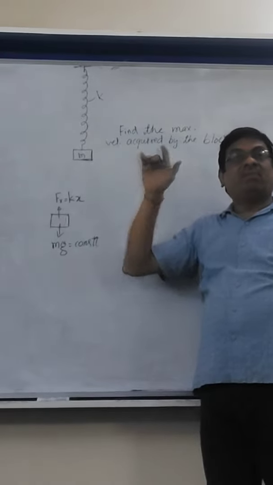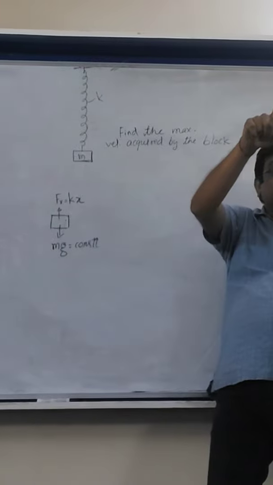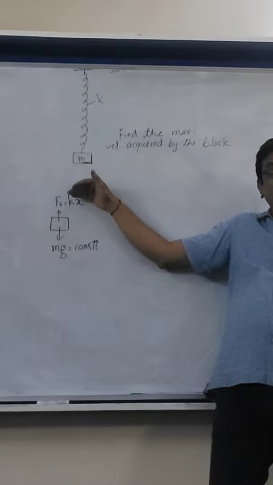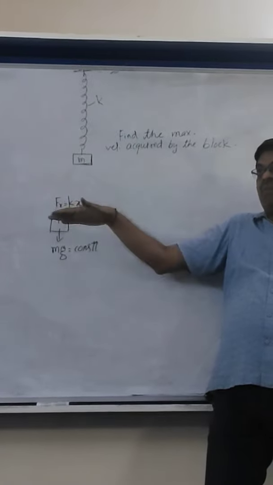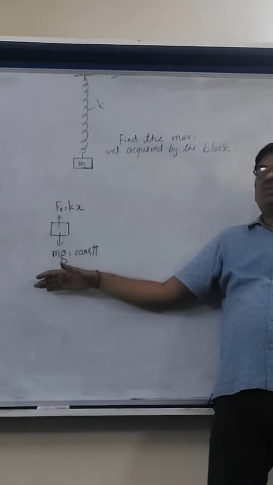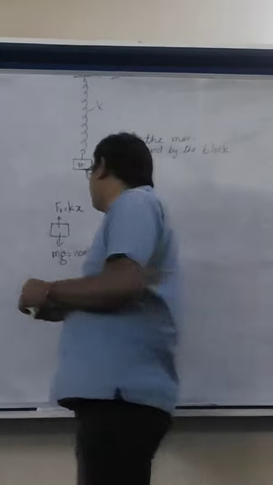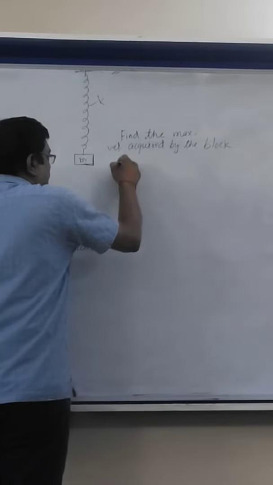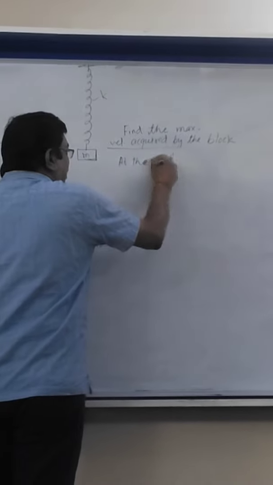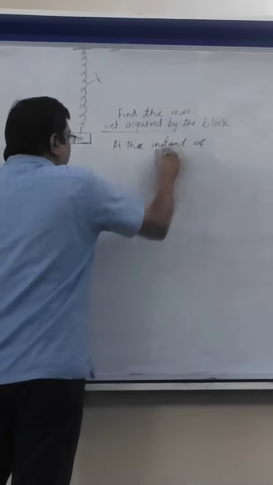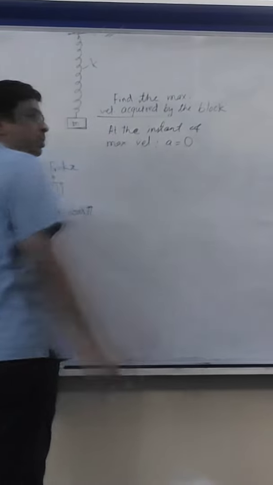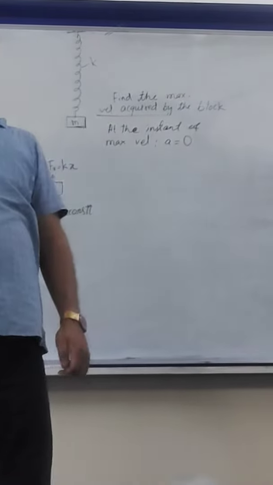So at the instant of maximum velocity, acceleration is 0. Because as long as there is an acceleration, velocity will go on increasing. The moment acceleration becomes 0, velocity is maximum. Because thereafter, acceleration gets converted into retardation and the block will slow down. So at the instant of maximum velocity, acceleration has just become 0 because it will be converted into retardation.